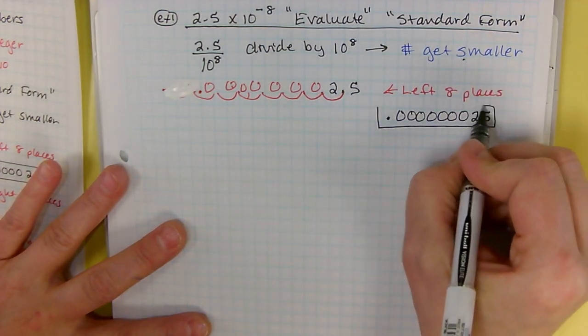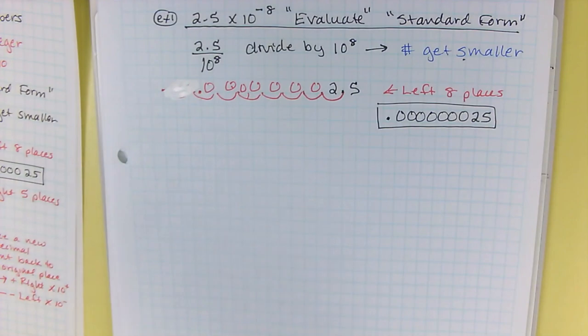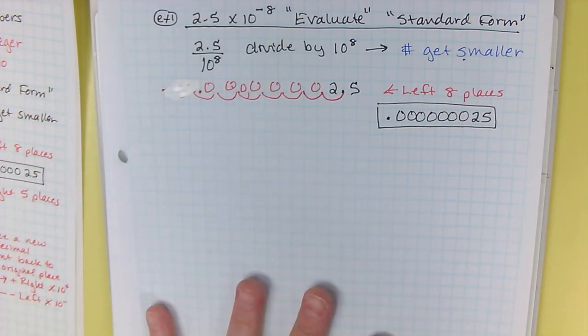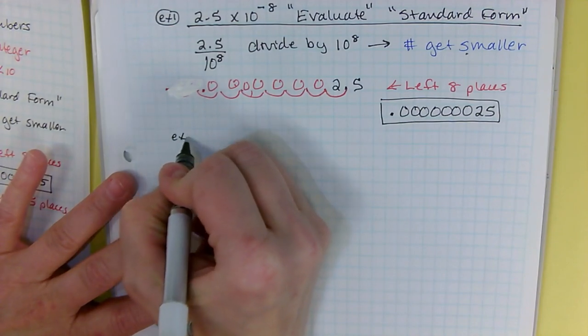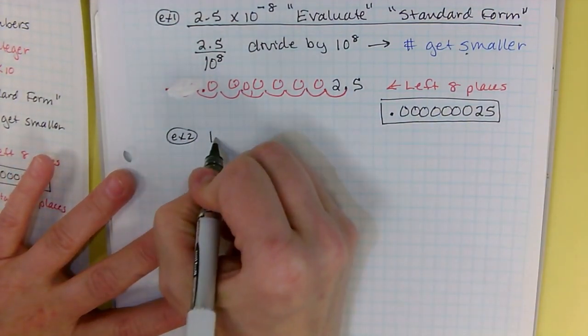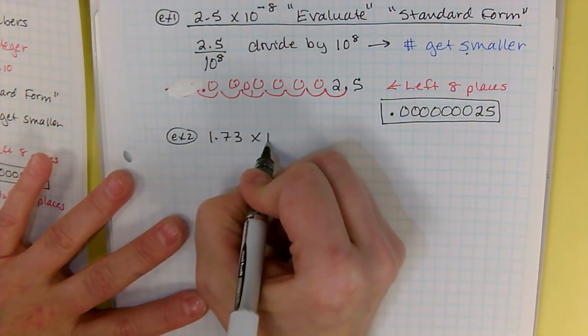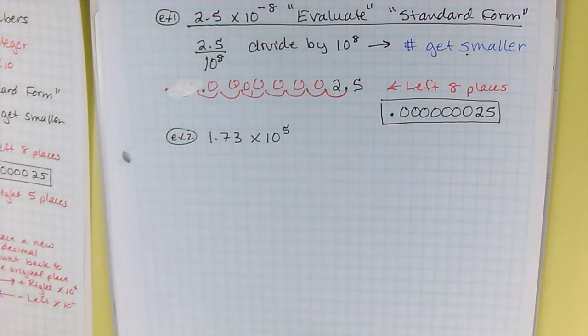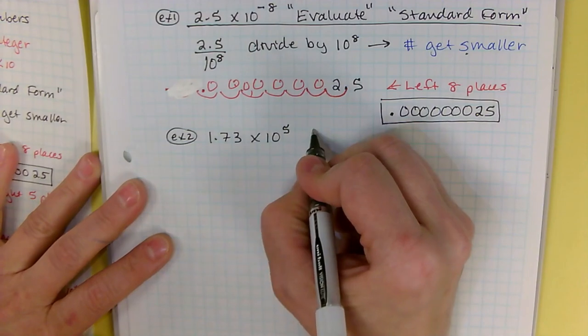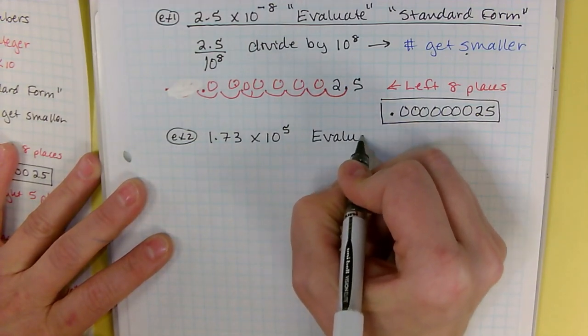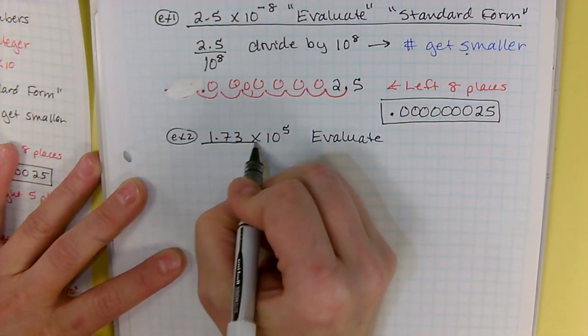And you'll notice this is a lot smaller than 2.5, which makes sense because we divided it by 10 to the 8th. All right, let's do another example. 1.73 times 10 to the 5th, and we're going to evaluate or write it in standard form.